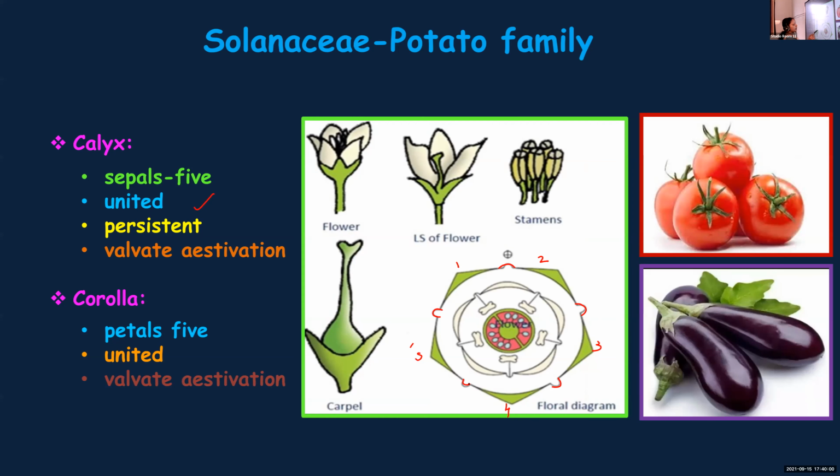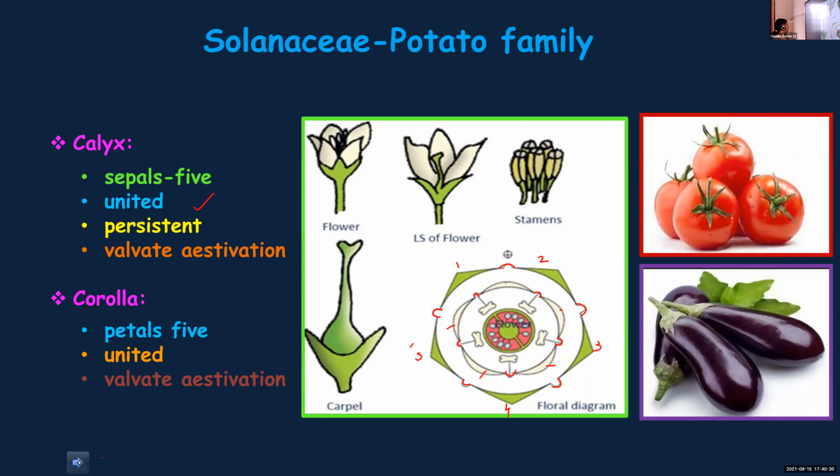Next information that we get from the floral diagram is, the next layer is made up of petals. So this is that layer. So 1 petal, 2, 3, 4, 5. Petals are 5 and they are also united. Petals are also joined together. So we got 2 main points. One is about the calyx: 5 sepals, they are united. 5 petals, they are also united.